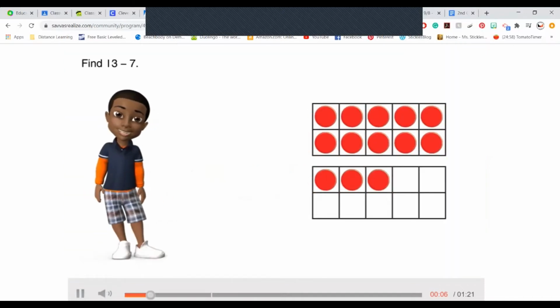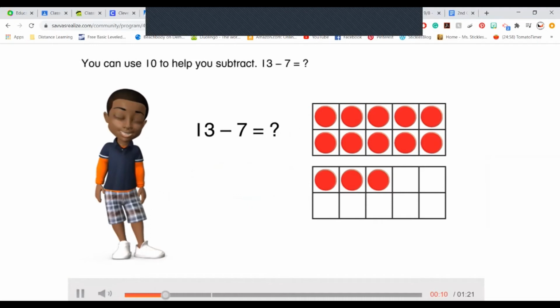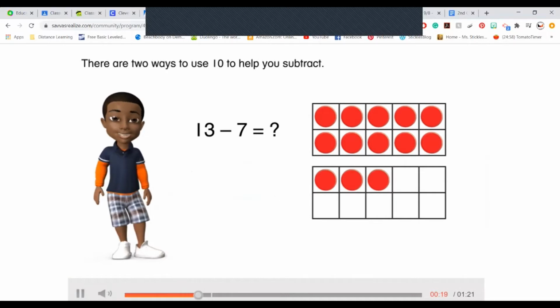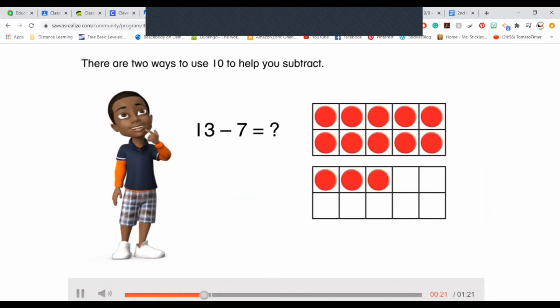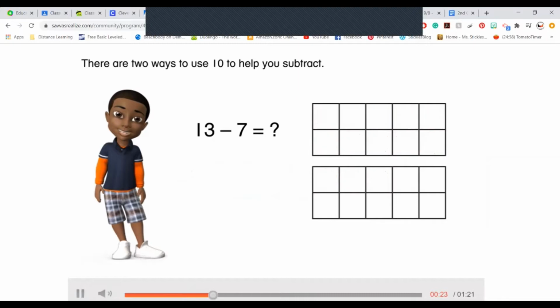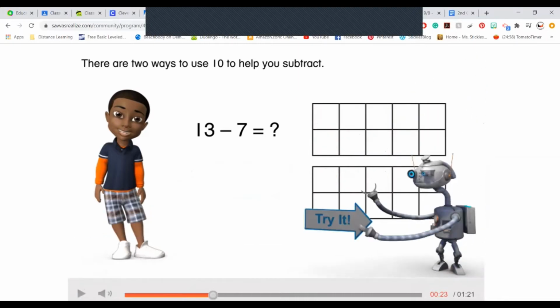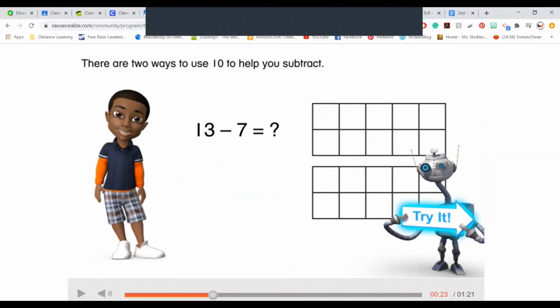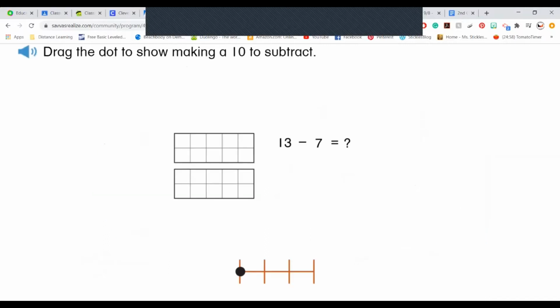Find 13 minus 7. You can use 10 to help you subtract. 13 minus 7 equals... There are two ways to use 10 to help you subtract. Let's go try it together. Drag the dot to show making a 10 to subtract.